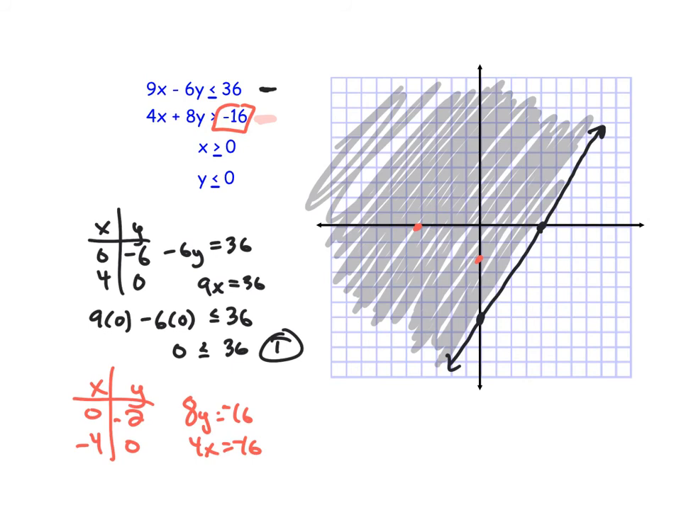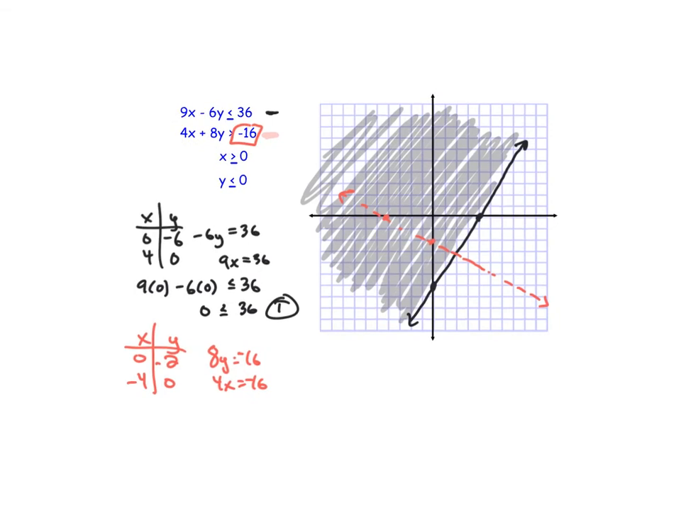This is going to be a dotted line. And then when we test 0, 0, like we just did, I did that correctly. So 4 times 0 plus 8 times 0 is greater than negative 16. 0 is greater than negative 16. So we would indeed shade above this line. So sorry about that mix-up there.